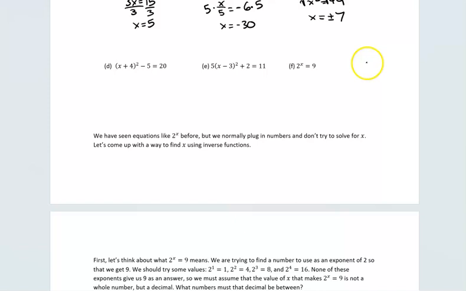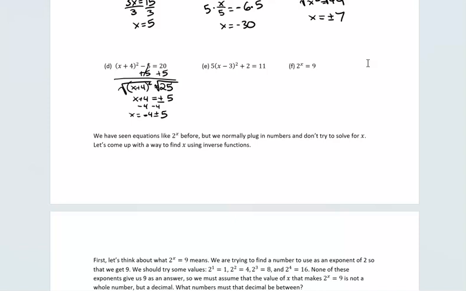Here in part D, we're going to get rid of the -5 first, so let's add 5 to both sides. So x plus 4 squared equals 25, and we'll square root. So x plus 4 is going to equal the square root of 25, which is 5, but we have a plus or minus. Well, now we're going to subtract 4 from both sides. So x is going to be -4 plus or minus 5.